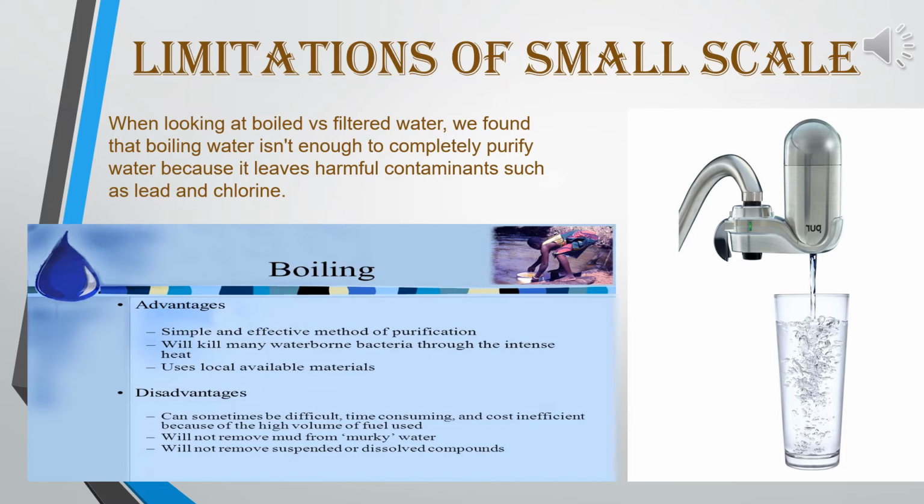So the boiling process advantage is a simple and effective method of purification. It will kill many waterborne bacteria through the intense heat and uses locally available materials. Disadvantages of boiling: it can sometimes be difficult, time consuming and cost inefficient because of the high volume of fuel used. Second, it will not remove mud from murky water. And the third one, it will not remove suspended or dissolved compounds. In the second diagram, I have shown you a filtering process.